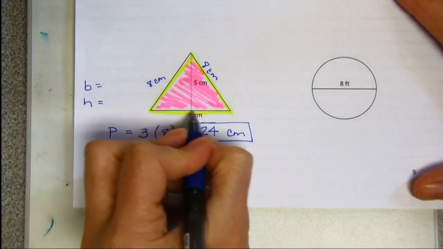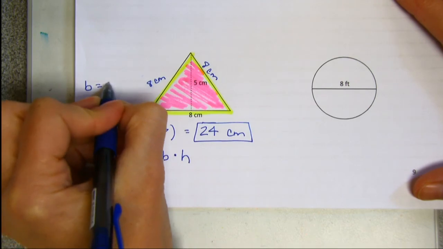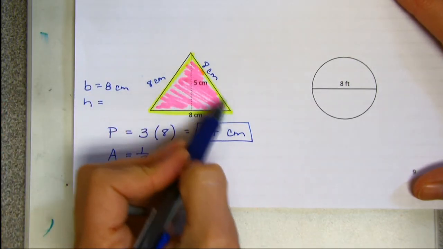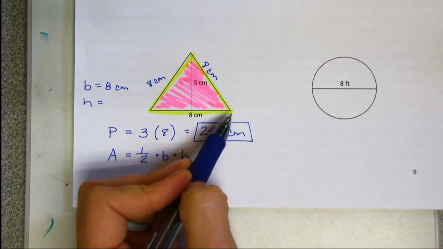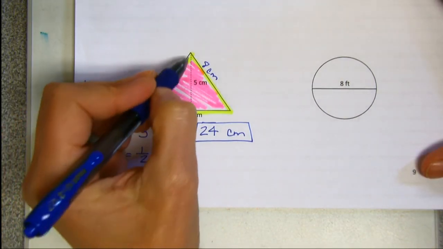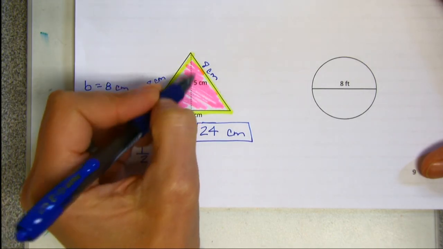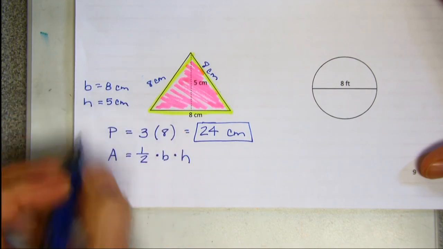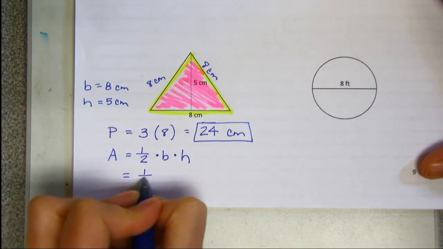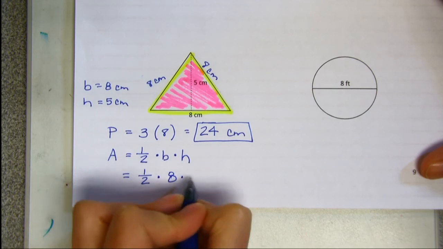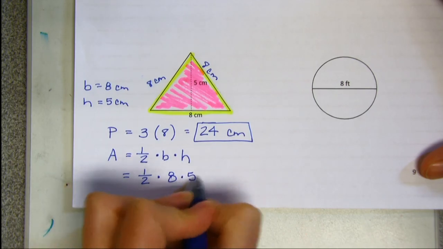So the base is the bottom of the triangle, so this would be 8 centimeters. The height is not the side of the triangle. It can be, but not necessarily so. In this case, the height is how tall it is from the base to the peak, which is 5 centimeters. So we're going to do 1/2 times base, 8, times height, 5.